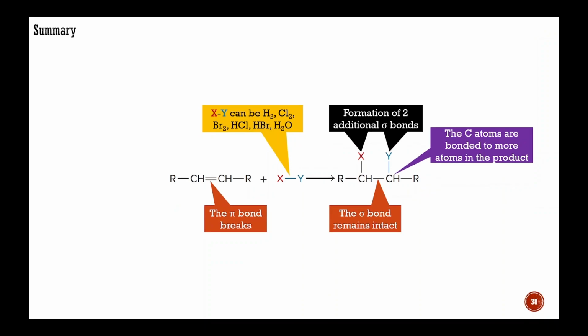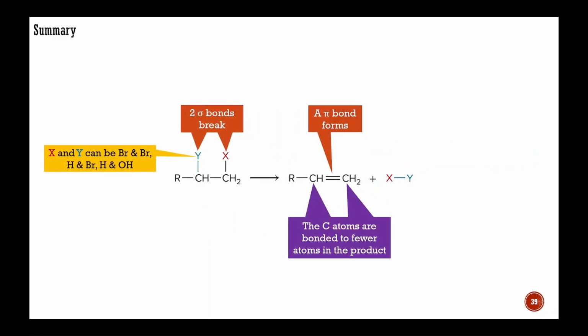To sum up, in this lecture, we discussed the main types of organic transformations. You saw that in an addition reaction, a pi bond breaks, and the two carbon atoms become bonded to more atoms in the product. You also learned about elimination reactions, where a pi bond forms, and the two carbon atoms end up bonded to fewer atoms in the product.